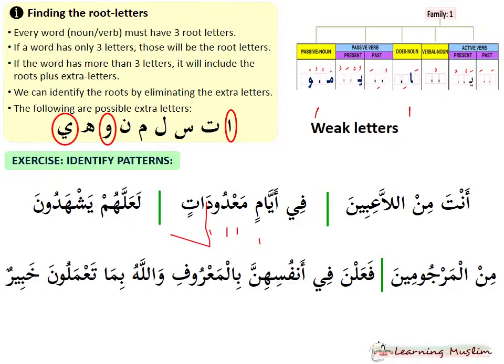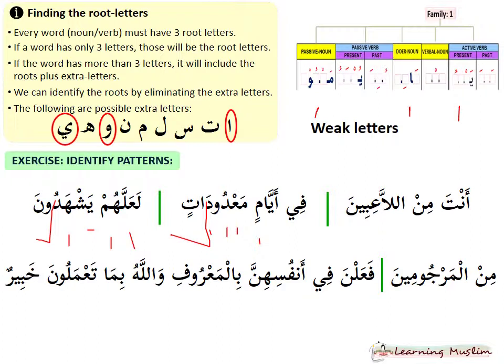Next one, لعلهم يشهدون. لعل is a harf, hum is a pronoun. Let's look at the word يشهدون. So يشهدون, una at the end, that's extra, and we have يشهد, ya is extra, so shahida, that's shahada, is going to be our root letters, right? And if we look properly, you'll see that it fits our active present tense verb, right? So shahida has the idea of witnessing. So yashhaduna, they many males are witnessing.